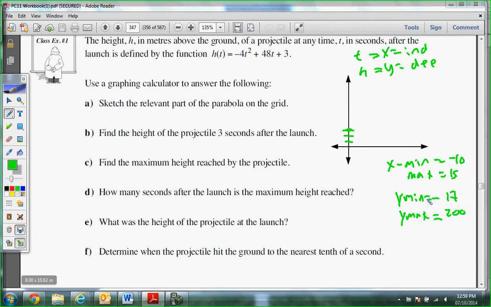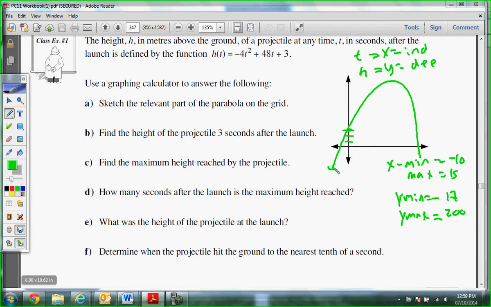Okay? And then that looks like something like that. Okay? Everybody following with me there? You want to learn how to use this too? You know, I might borrow my calculator for free. Okay? All right, so we sketched it.